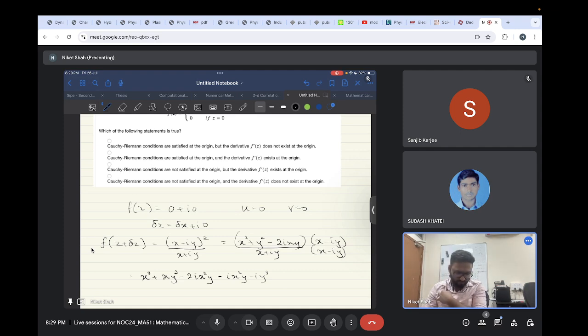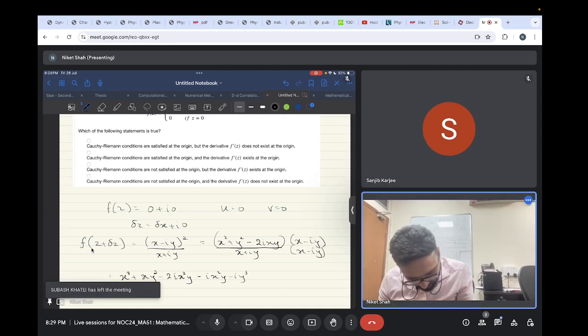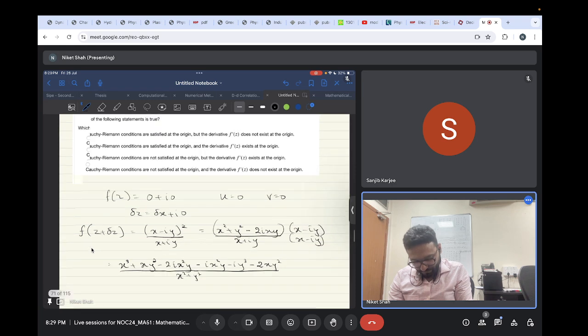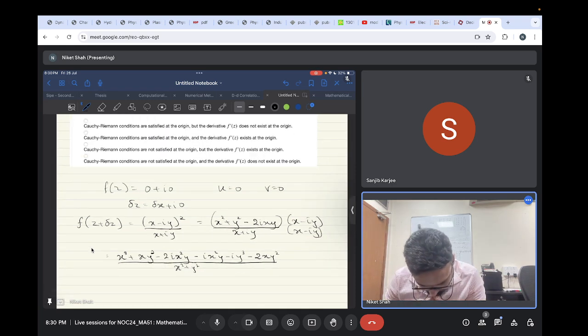So minus 2ixy, minus i goes away. That gives me minus 1. Yes, so there is a minus sign remaining. So minus 2xy square. This is the expression I'm left with, divided by x square plus y square. Okay, so slightly confused here. Xy square.